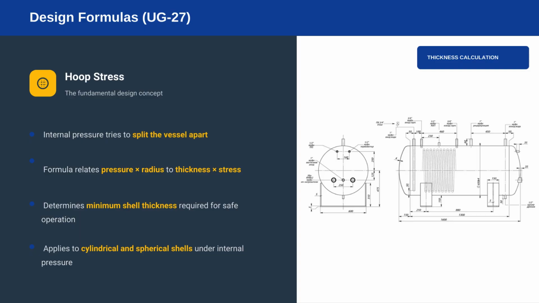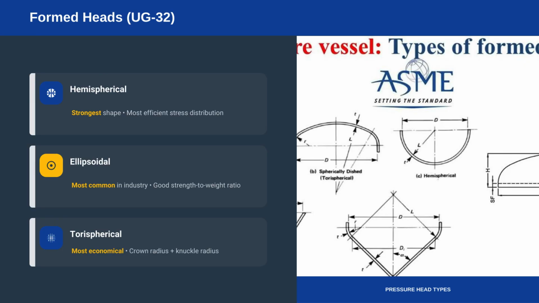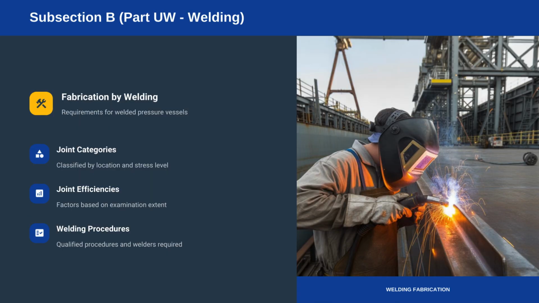prevent a burst. Vessels need end caps, called heads, found in UG32. You have hemispherical heads, strong but expensive. Ellipsoidal heads, the industry standard. And toruspherical heads, cheaper to form but weaker at the knuckle. Your choice here drives both the cost and the safety of the vessel.